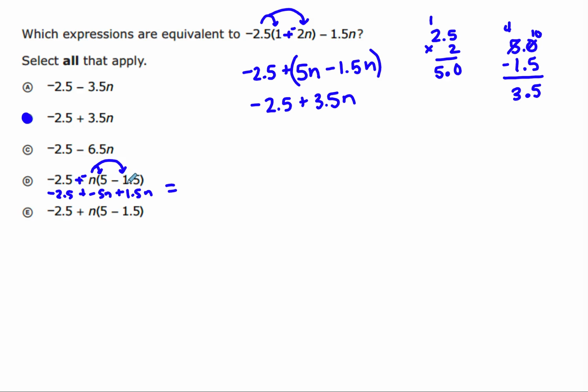When I add negative 5 plus positive 1.5, different signs, find the difference. I subtract like I would here, but here I have more negatives. So I'd get negative 2.5 plus negative 3.5n. This is positive, this is negative. Nope, that doesn't match. This is a positive n. Negative 2.5 plus 5n minus 1.5n. We combine like terms, we get to the same thing we had here. So B and E will both be equivalent expressions.